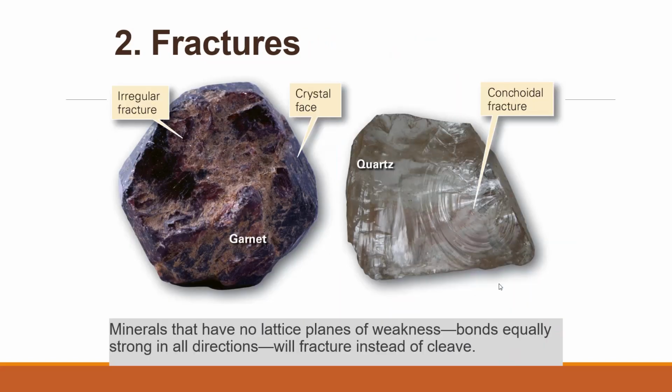Whereas fracture is, we call it conchoidal fracture when we can see these pressure rings, or irregular fracture when we don't. This is where if we break the material, it's not going to break in a predictable pattern. This happens because all of the bonds are equally strong, so there's no preferred bonds to break.